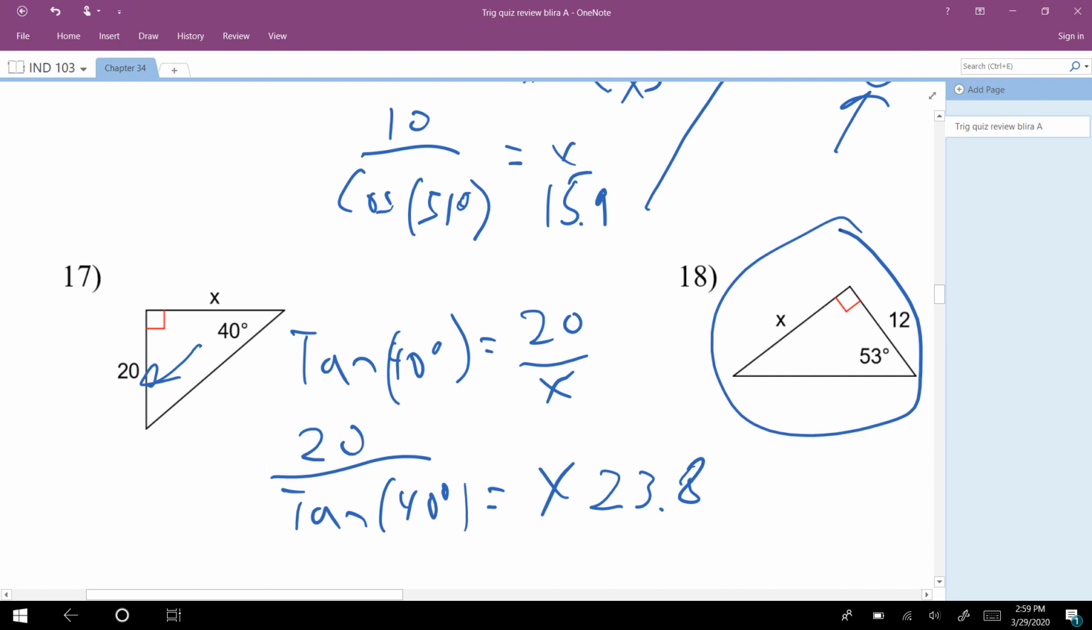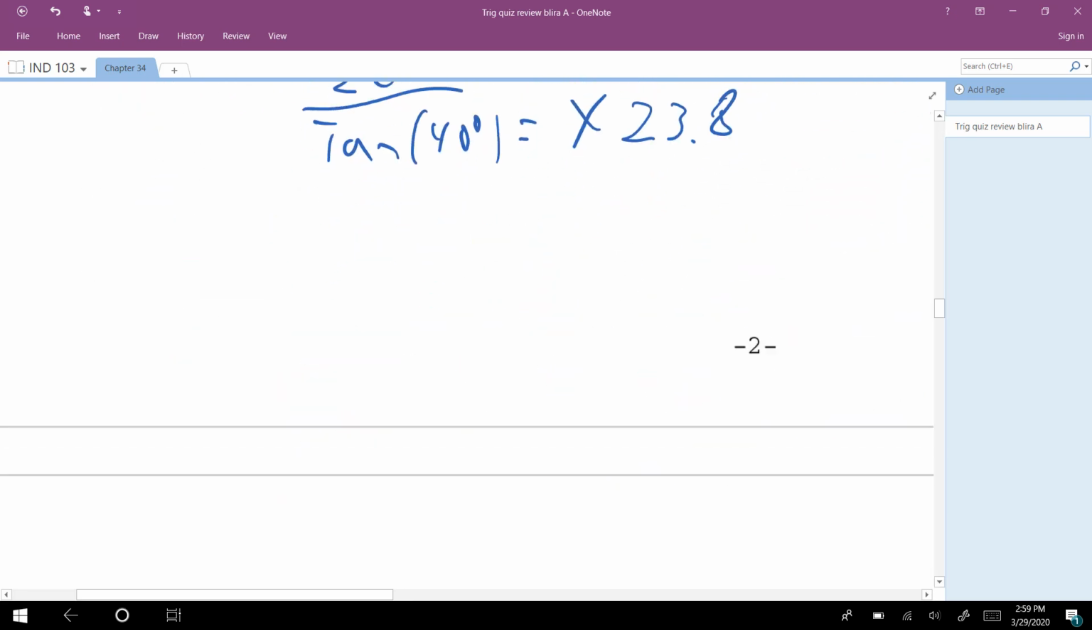I hope this is making sense. It's all set up. The hardest part for most people is just identifying sides: what's opposite, what's adjacent, and getting that mixed up in your minds. So don't get it mixed up.